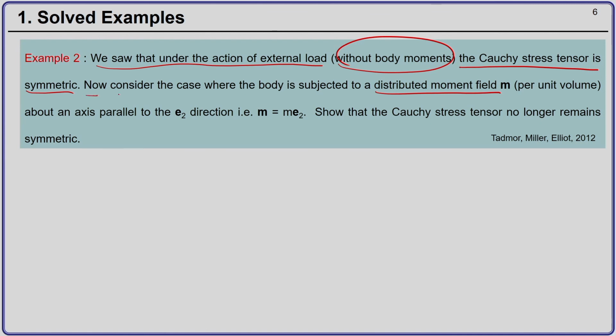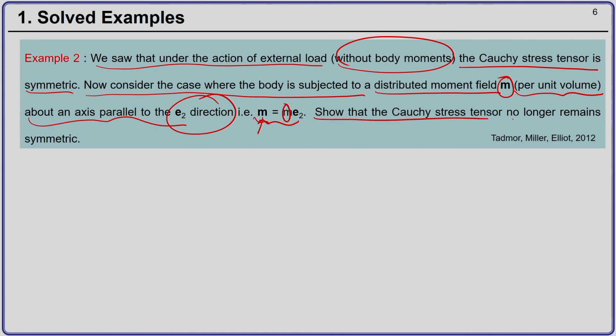Now, consider a case where the body is subjected to a distributed moment field m, the vector m per unit volume, about an axis parallel to the E2 direction, which means that m is m E2, where m is the component of this vector m along the E2 direction. Now, you have to show that the Cauchy stress tensor will no longer remain symmetric.